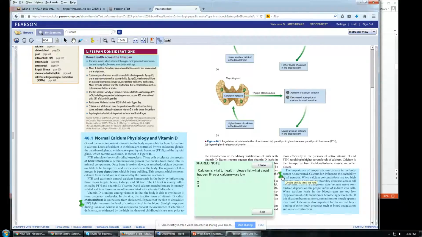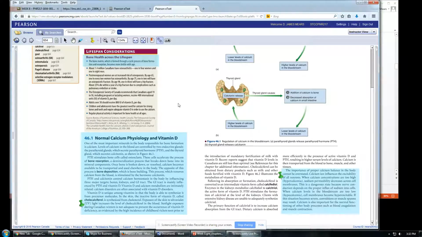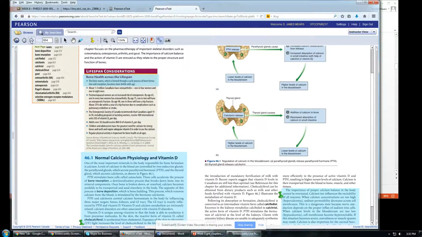As you click on these notes, some of them have messages in them for you to read. Calcium is vital to health. Please list what could happen if your calcium was low. You can just list one or two or three side effects, things that you'll see in your assessment or things that could happen to clients. But it does talk about calcium influencing neurons or nerves and reflexes, etc. But we're going to keep moving forward.